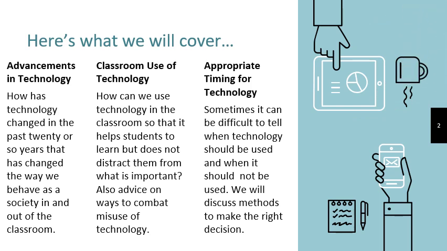Here's just a quick overview of what we will be talking about today. We'll start off by talking about the advancements in technology that have occurred in the past 20 or so years and how this advancing has changed what we do as educators in the classroom. Then we'll discuss proper ways to use technology so it is a useful learning tool and not just a distraction from learning. Then we will discuss how technology should be used and when not to use it, including a guide to help you to make the right decision.